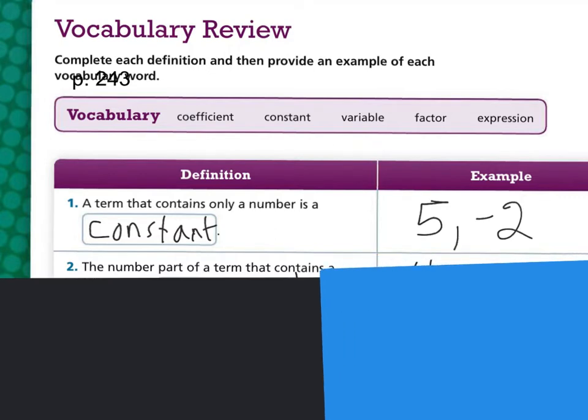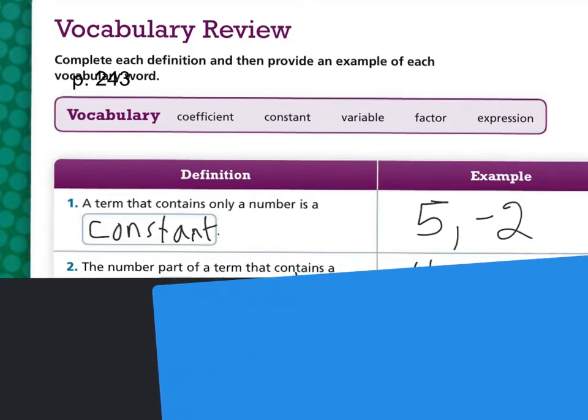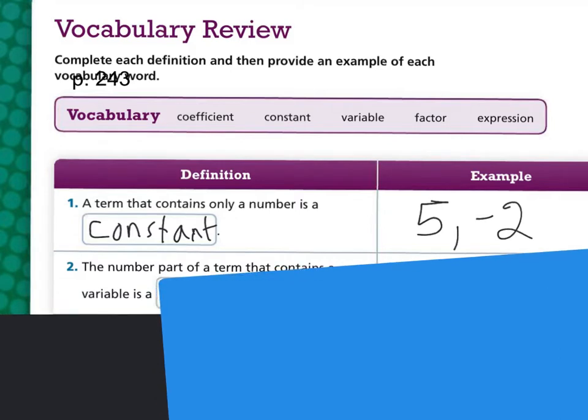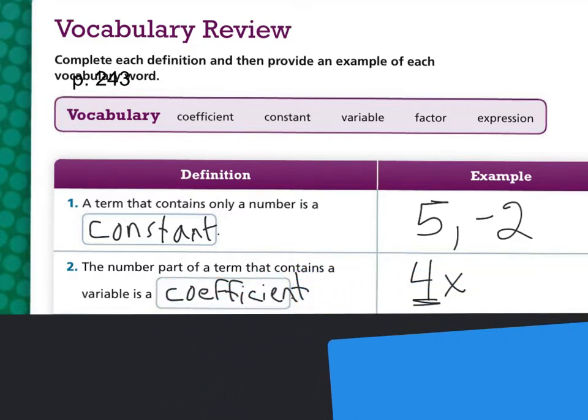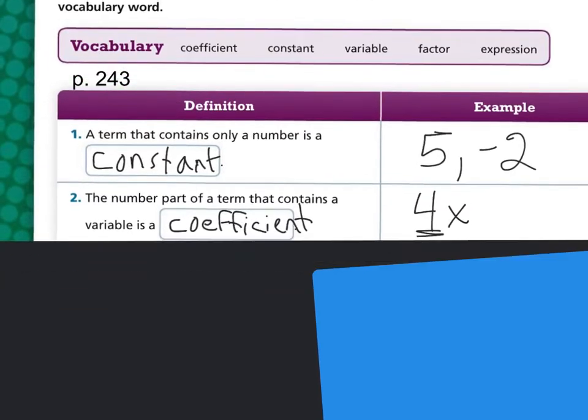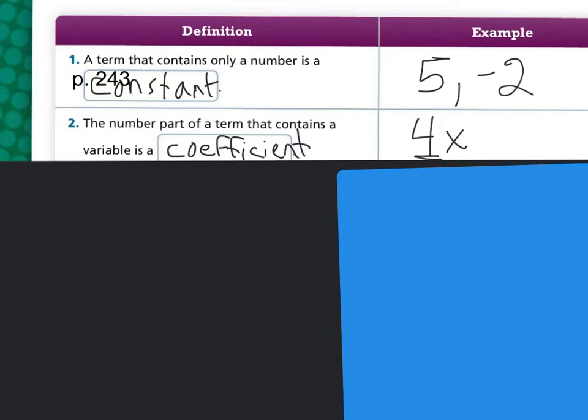Number 2, the number part of a term that contains a variable is a what? So the number part, that's called the coefficient. In other words, it's what the variable is being multiplied by is called the coefficient. So if we had 4x, 4 would be our coefficient.